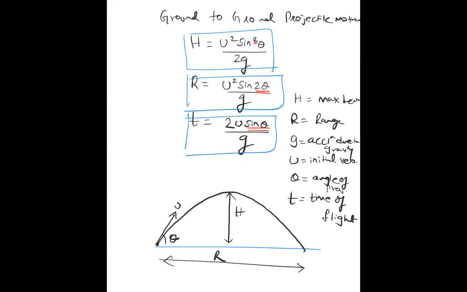Here there is a u square. Here it's a u square. Here it's a u square, but here it's only u. Here it's sine square. Here it is sine 2 theta. Here it's sine theta only. Here it is g. Here also g. Here also g. Here it is divided by 2. There is no divide by 2 in this one, nor in the numerator. Like that, you can remember it.